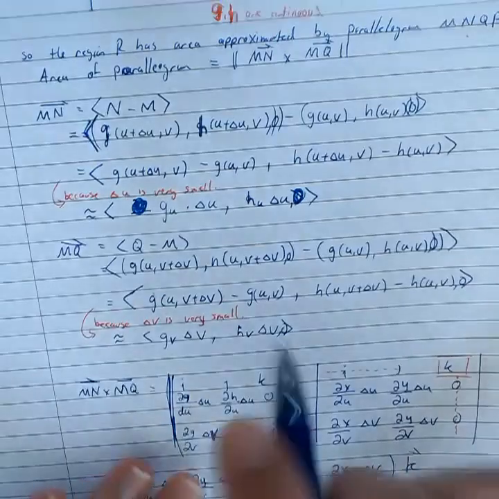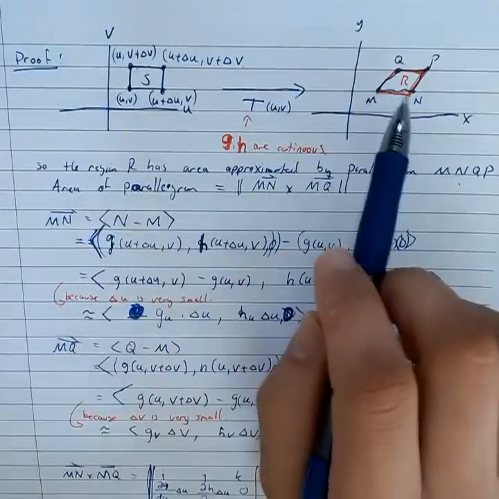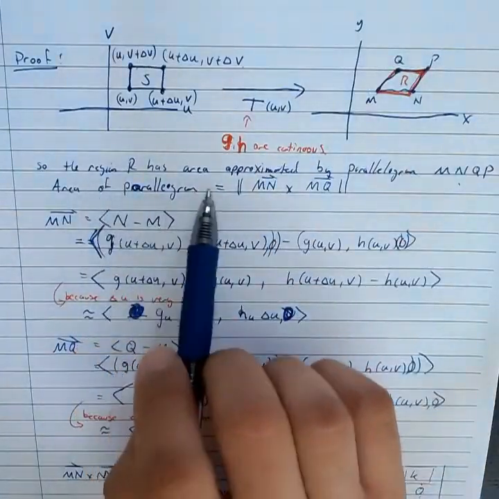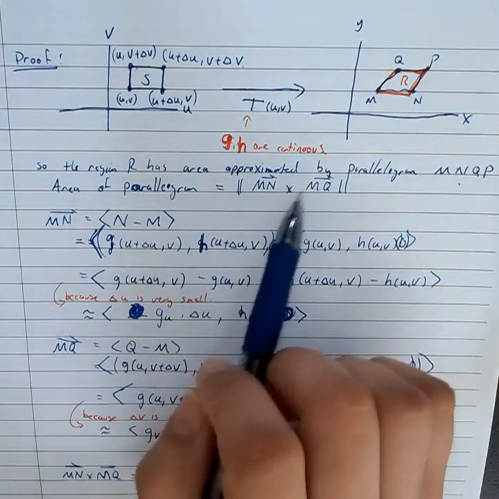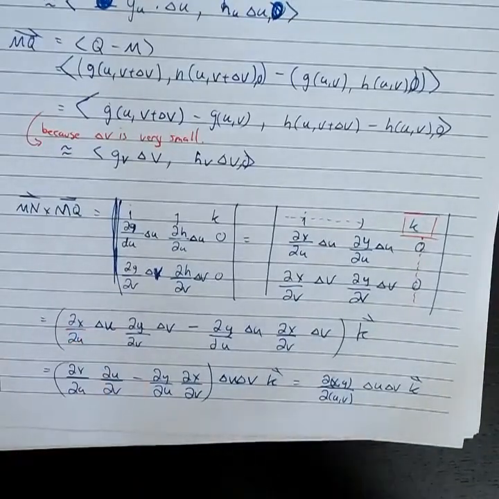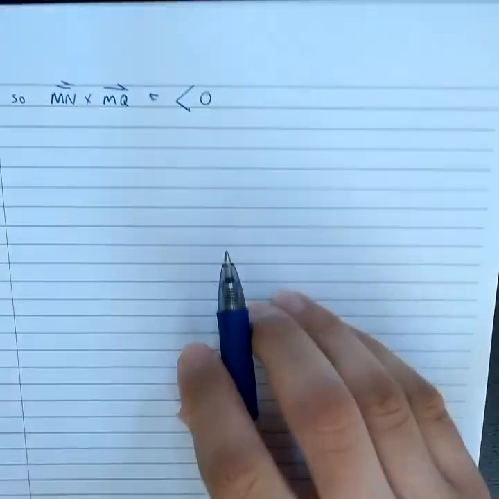Remember that what we were trying to do was approximate this area by taking the magnitude of this cross product. Okay, well, we found the cross product. So now let's go ahead and find its magnitude. So the cross product of MN with MQ is given by, and here I'm going to write this in the other form, the vector component form.